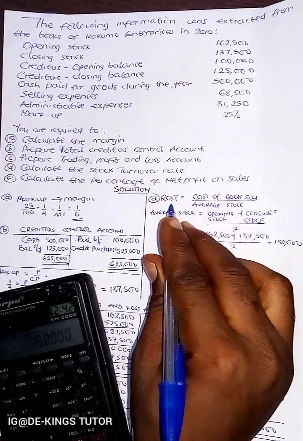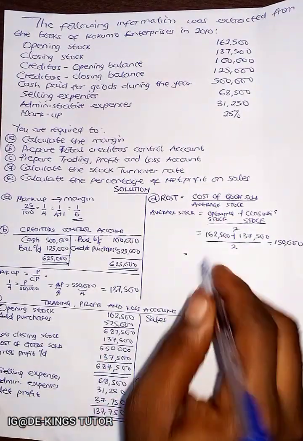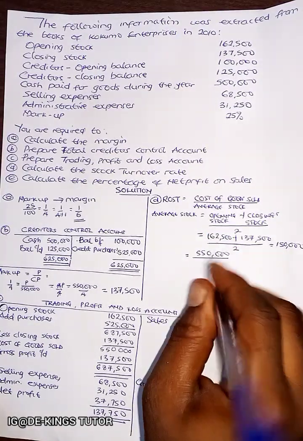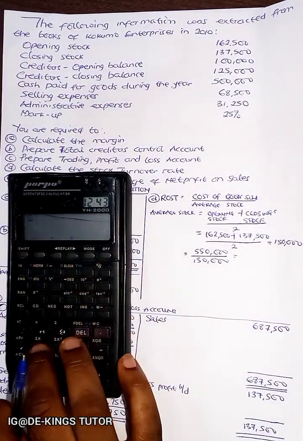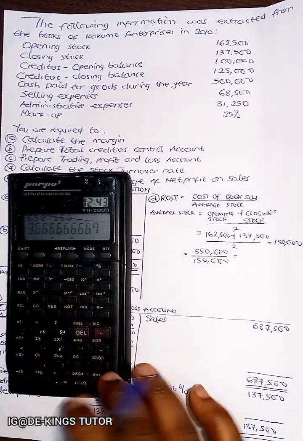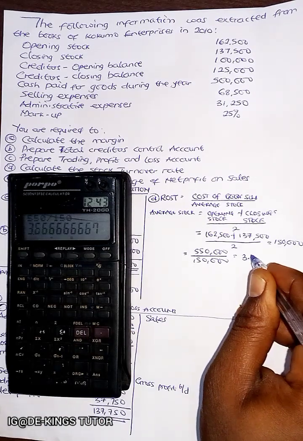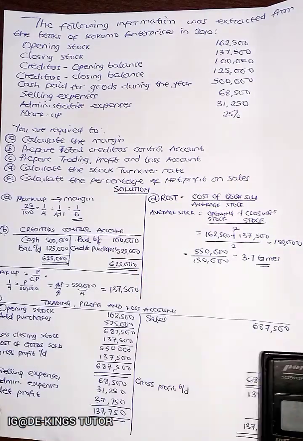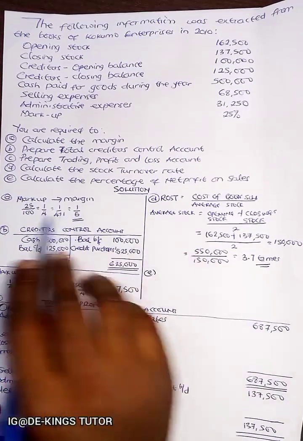So our rate of stock turnover will be the cost of goods sold, 550,000, divided by average stock, 150,000. So I have 3.7 times, or approximately 4 times, depending. Okay, so that's the rate.